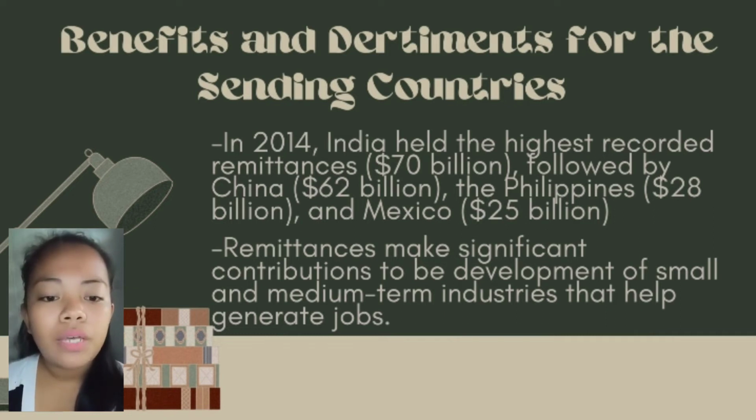Even if 90% of the value generated by migrant workers remains in their host countries, they have sent billions back to their countries in 2014. Their remittance totaled $580 billion. In 2014, India held the highest recorded remittance, which is $70 billion, followed by China, $62 billion. In the Philippines, we have $28 billion, and also Mexico has $25 billion.